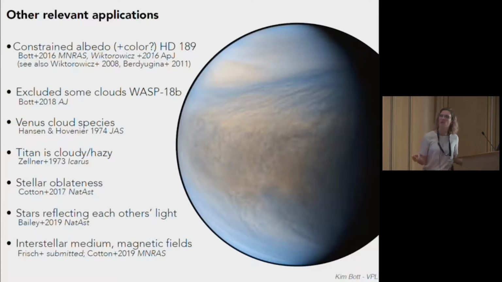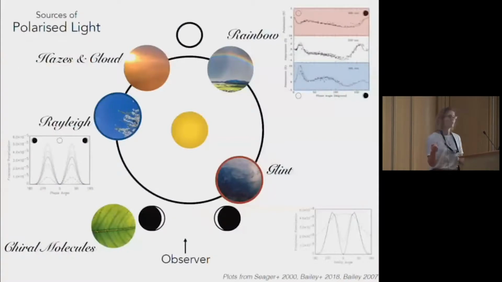Very recently, we've had observations of stellar oblateness from rapidly rotating stars, even seen stars reflecting each other's light in polarized light. And we've had a lot of characterization of the interstellar medium, which is a really vital component to studies of exoplanets in polarized light. That's something that we need to take into account.